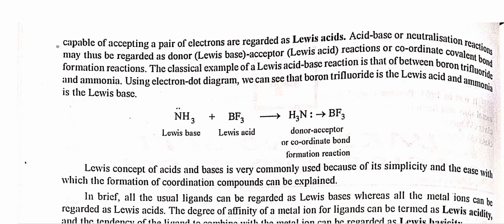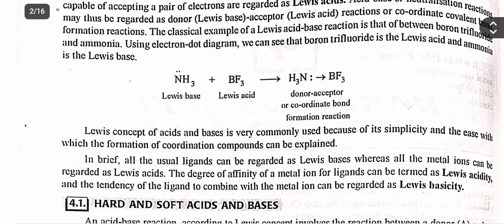The classical example of a Lewis acid-base reaction is that between boron trifluoride and ammonia. Using the electron dot diagram, we can see that boron trifluoride is the Lewis acid and ammonia is the Lewis base. In this reaction we can see NH3 plus BF3 forms NH3-BF3, a donor-acceptor or coordinate bond formation reaction.